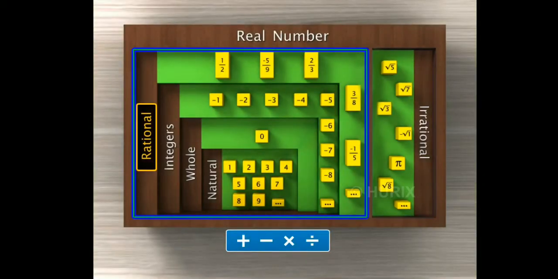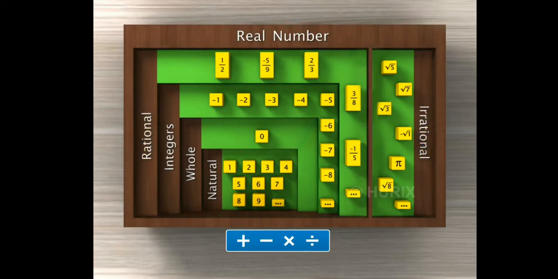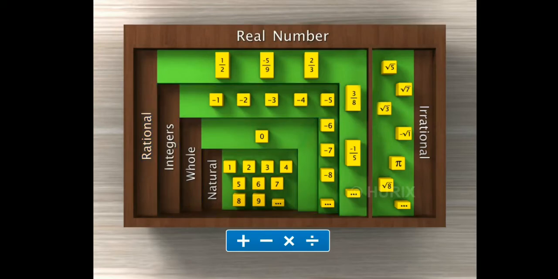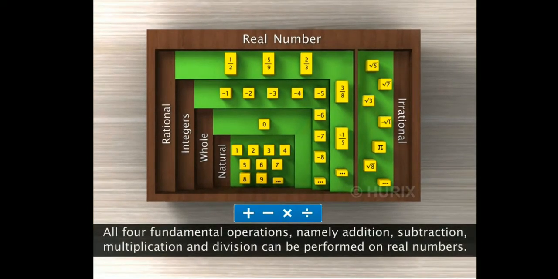Real numbers consist of rational and irrational numbers. Further, rational numbers consist of natural numbers, whole numbers, and integers. Recall that you can perform all four fundamental operations, namely addition, subtraction, multiplication, and division on real numbers.